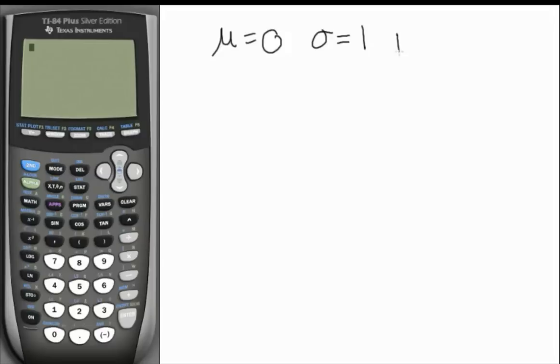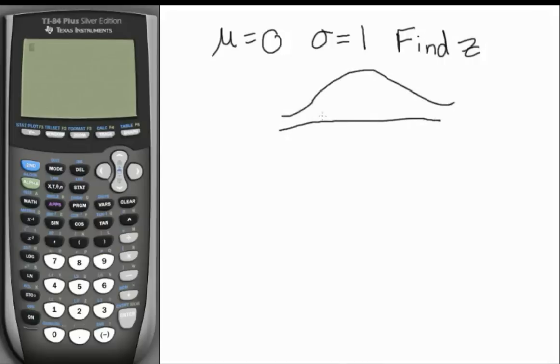Okay, so we are finding z. And it helps to draw a picture, so let's draw a little picture. We want to find this z so that the area to the left is 0.05. Okay, this is actually quite simple. Let's see how we do it.